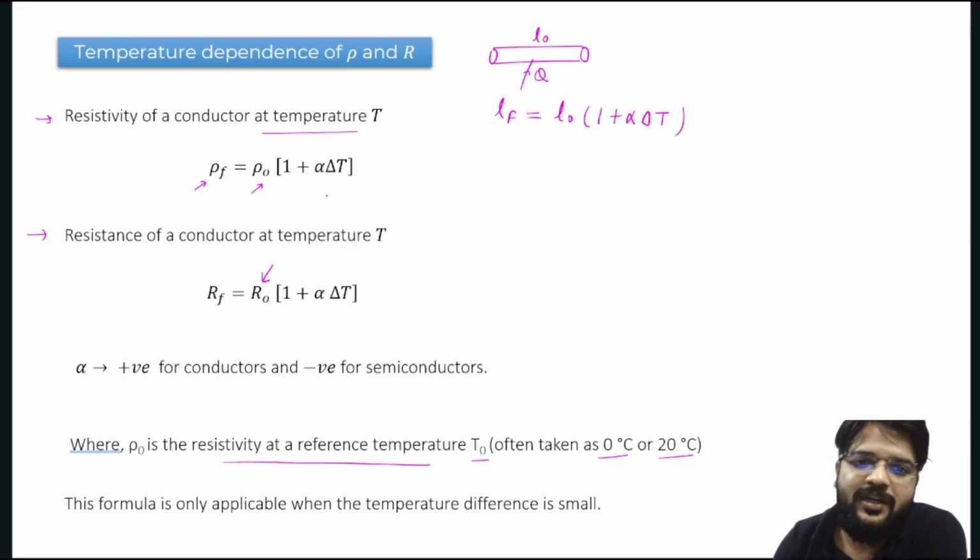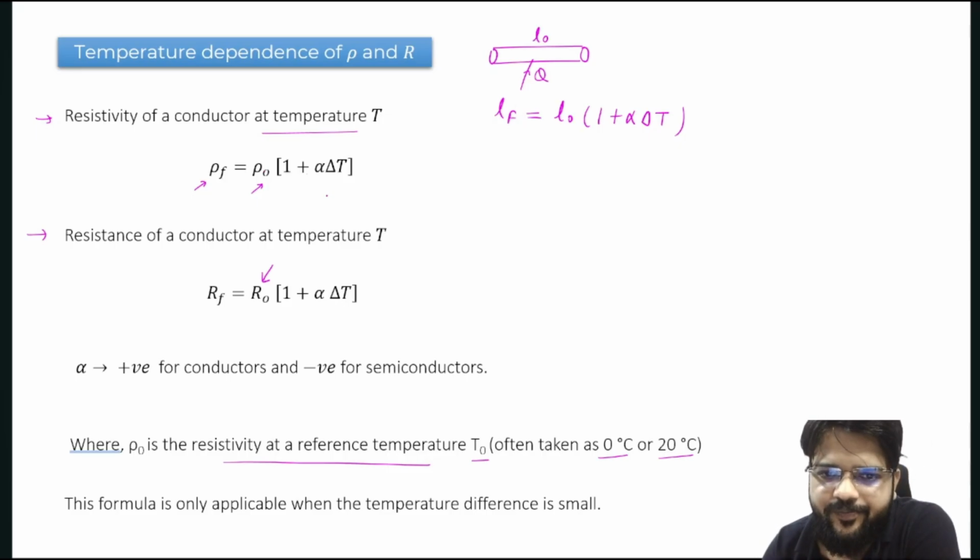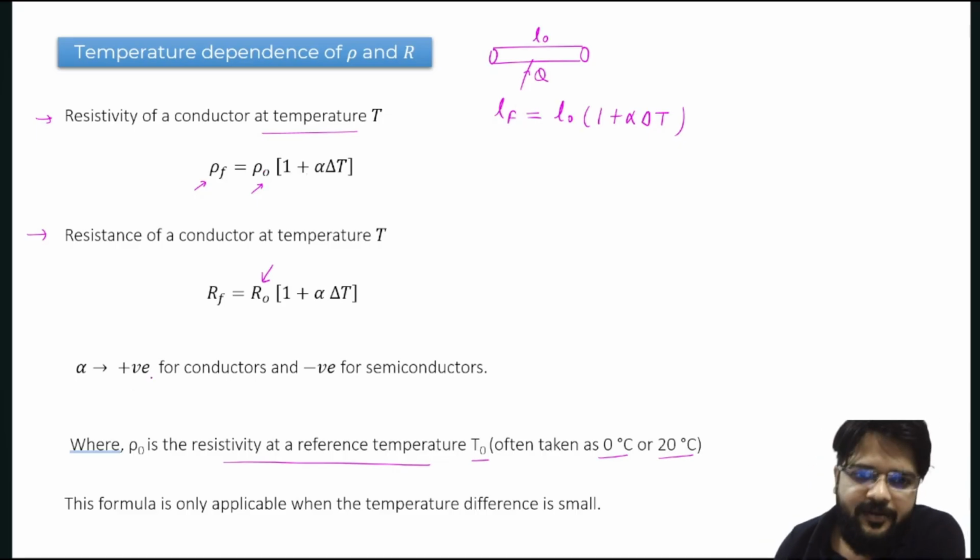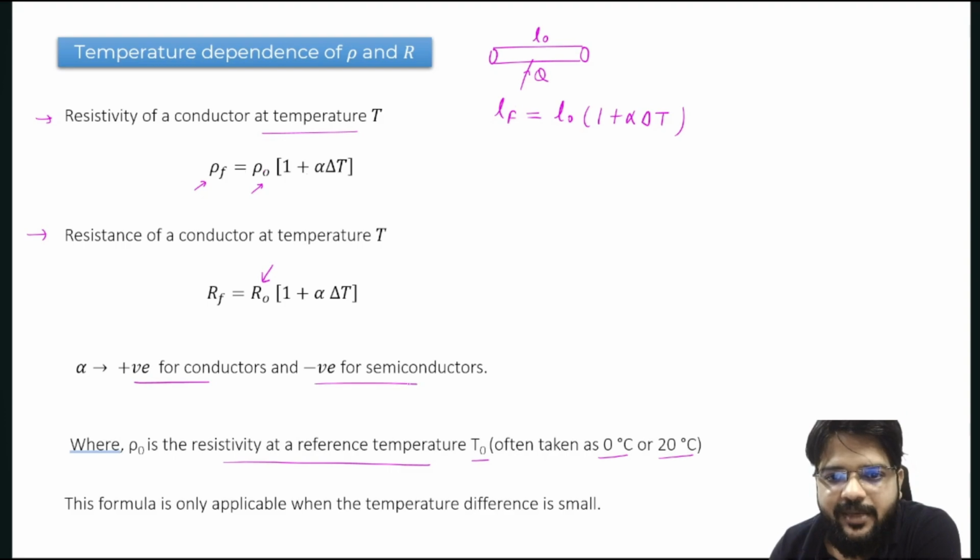So what is this alpha? It is the temperature coefficient of resistivity, or we can say the coefficient of resistance also. Alpha is positive for a conductor and alpha is negative for a semiconductor. So these points are important for us. Keep these points in your mind, where rho naught is the resistivity at the reference temperature T naught, often taken as 0 degrees Celsius or 20 degrees Celsius.